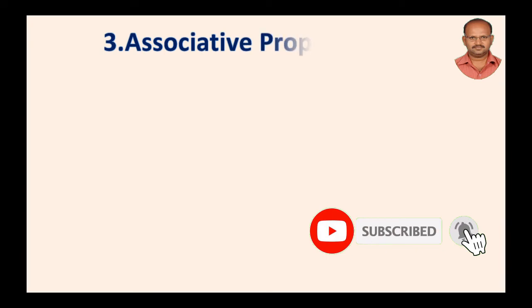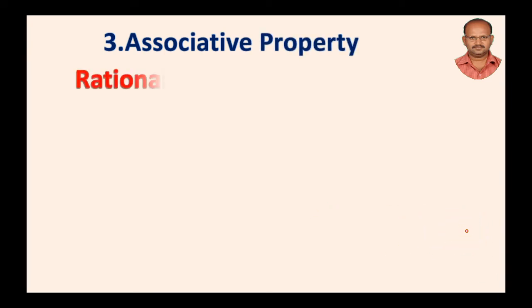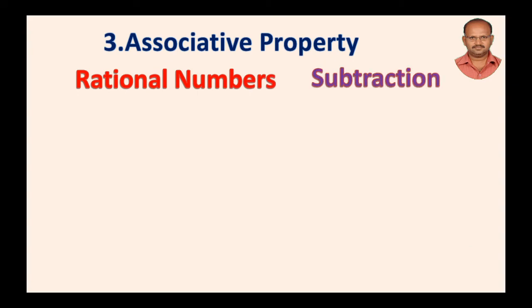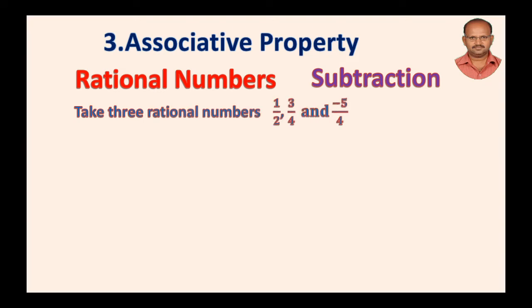Associative property of rational numbers under subtraction. Take three rational numbers 1 by 2 comma 3 by 4 and minus 5 by 4. Verify whether both are equal or not.